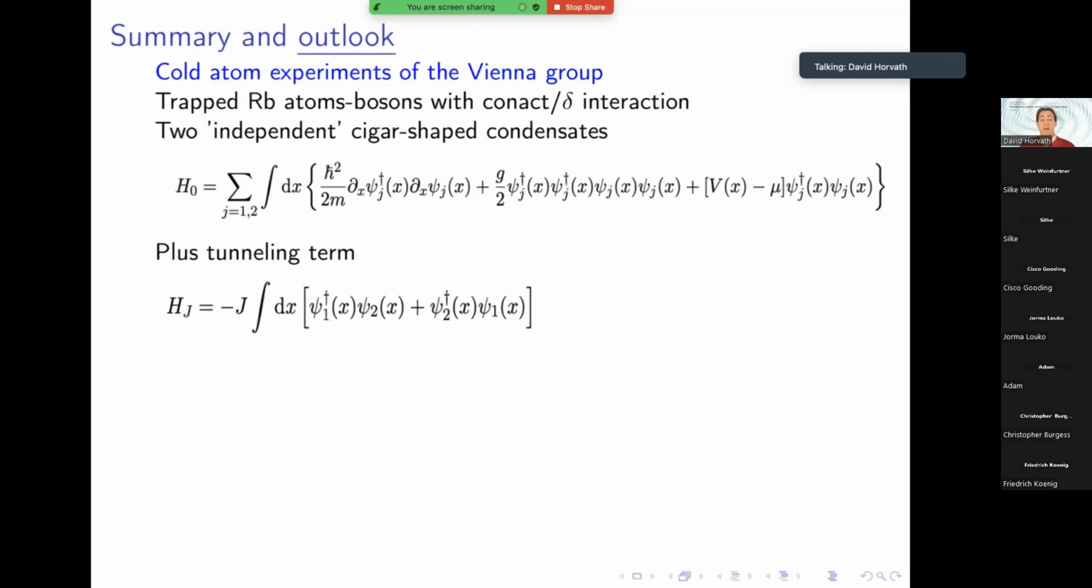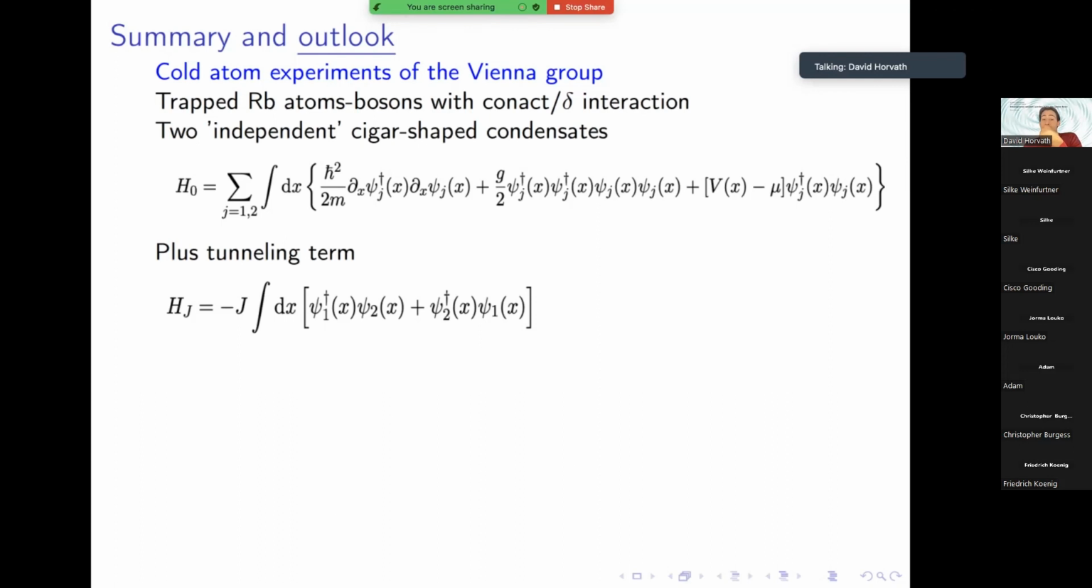So the experiments. First, a brief overview, or review, of the experiments of the Vienna group. What they have in the Vienna group is trapped rubidium atom gases. The way these gases are trapped, they use different fields. There is a magnetic field which simply comes from electrical wires. Usually they use laser fields as well, and also some radio frequency fields. But the crucial thing is that the trapping potential is mostly due to the magnetic fields.